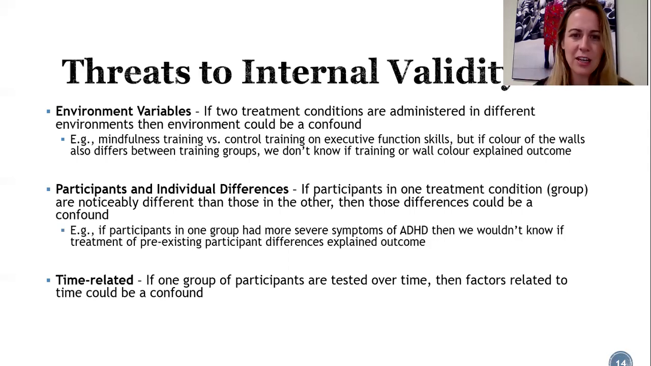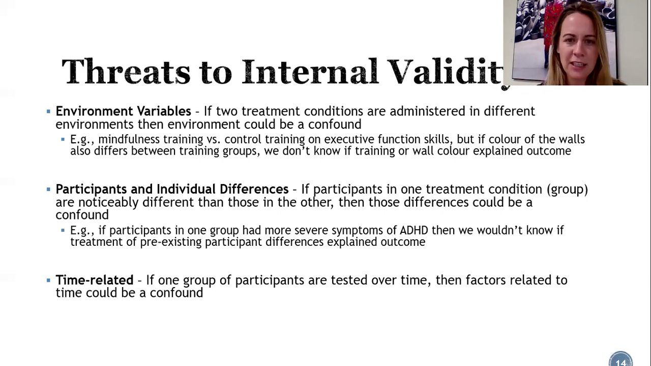So for example, if our control group had kids that scored higher on a test of ADHD symptoms, then this would be a confound because the groups would differ in that. And we wouldn't know if it was the training or if pre-existing differences in the kids themselves explained their differences in executive function skills. Finally, imagine we only tested one group.